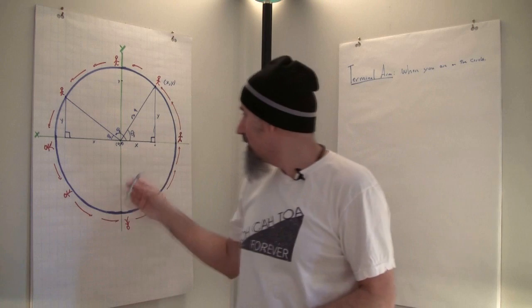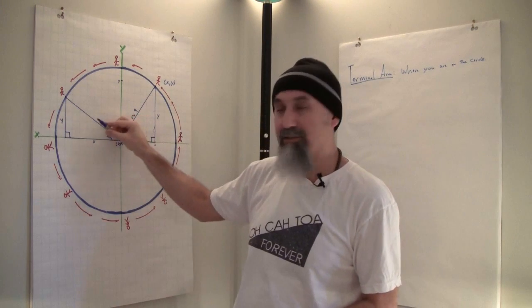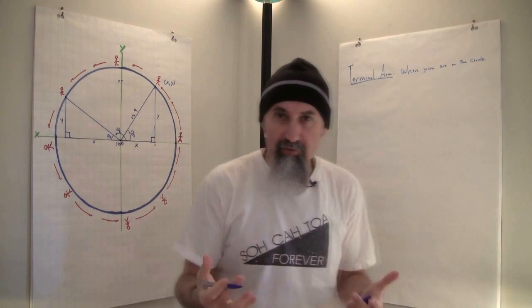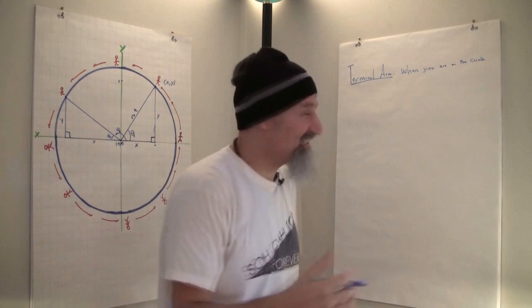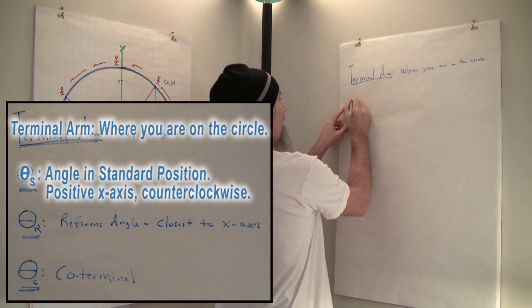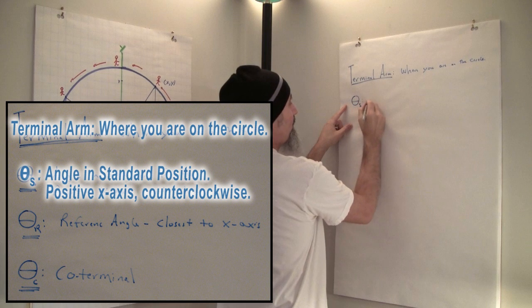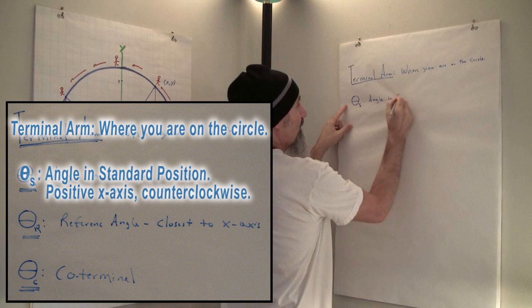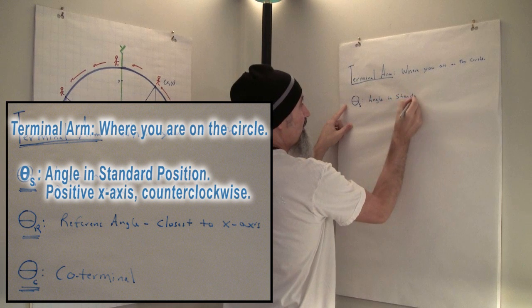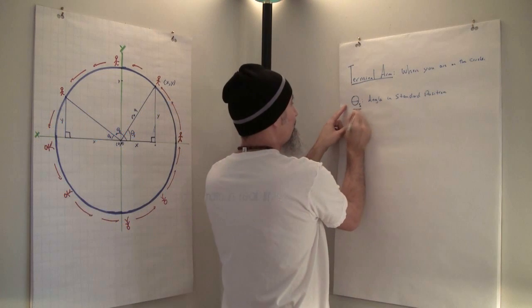The angle coming off the positive x-axis going counterclockwise is called the angle in standard position, right? So theta s, we're going to refer to angle in standard position, okay?